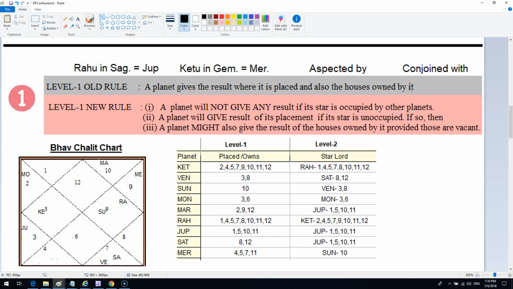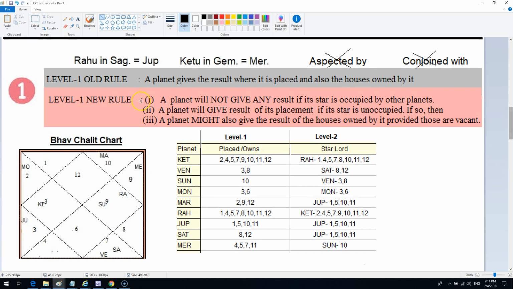Now, before that, I just wanted to mention one more thing in the supremo or the new theory. The signification of Rahu and Ketu, which we are used to finding out by looking at which sign Rahu and Ketu are placed in, what kind of planets are aspecting them, and what kind of planets are conjoined with them: in the new supremo theory, these two things are not taken into consideration.